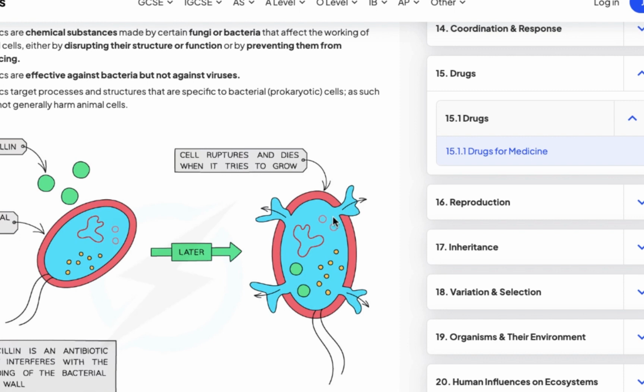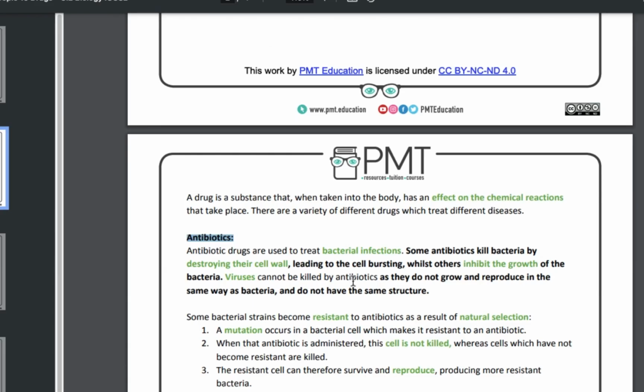See the cell burst. Penicillin is a good example of these antibiotics. When it is taken, it goes into this cell and starts to destroy it. You see the cell will burst. So they attack the bacterial cells and cause them to burst, while others inhibit growth. Other antibiotics stop the growth. They make sure that the bacteria do not grow further in your body.